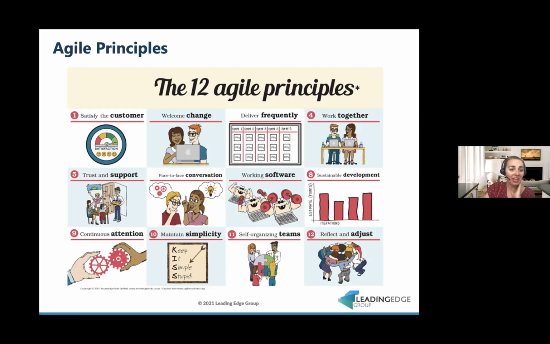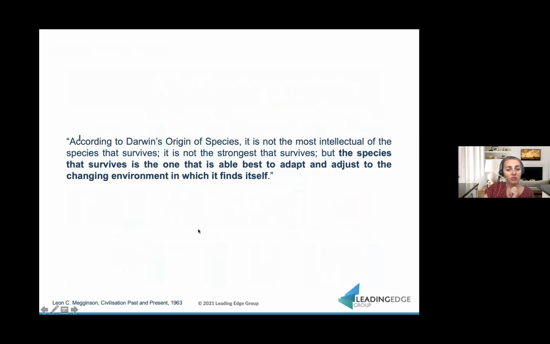And reflection is a very important element, because we cannot improve without allocating time for reflection. So we need to reflect and adjust our course of action, to see if what we are doing is working, or we need to change something. And then, very interesting, there is a statement that it's not the most intellectual of the species that survives. It is not the strongest that survives, but the species that is best able to adapt and adjust to the changing environment in which it finds itself.